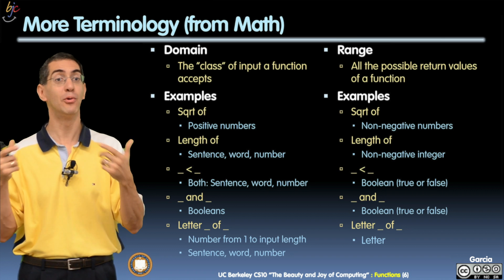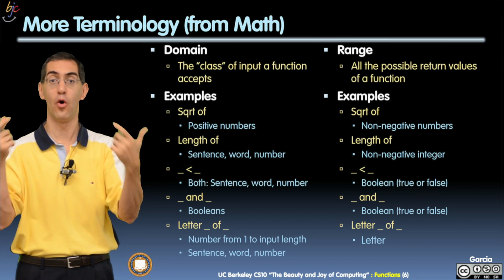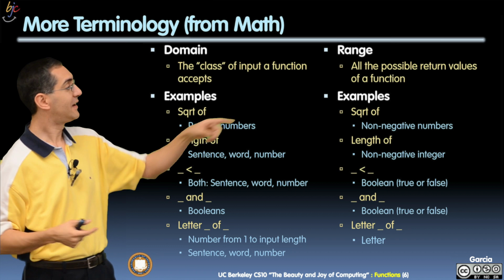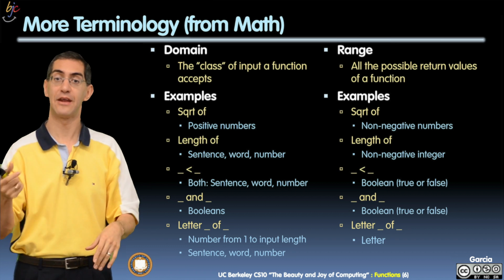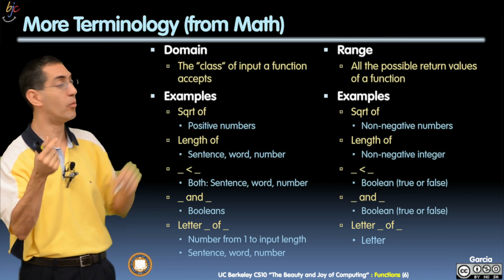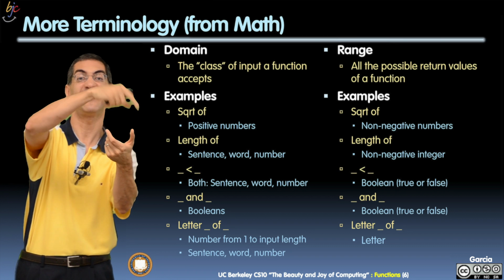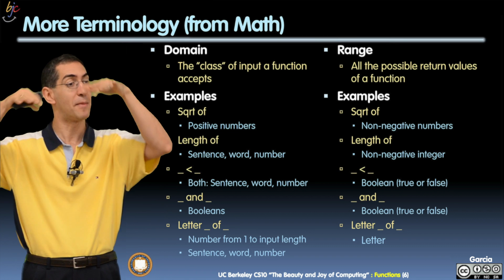And works on Booleans, which are true and false. That's all that is. And it returns true only when both of them are true. And letter blank of blank has 2 different types. Letter blank, which is a number, has to be a unique number from 1 to the length of the second input, which is a sentence, a word, or a number. So that's examples of domains, okay?